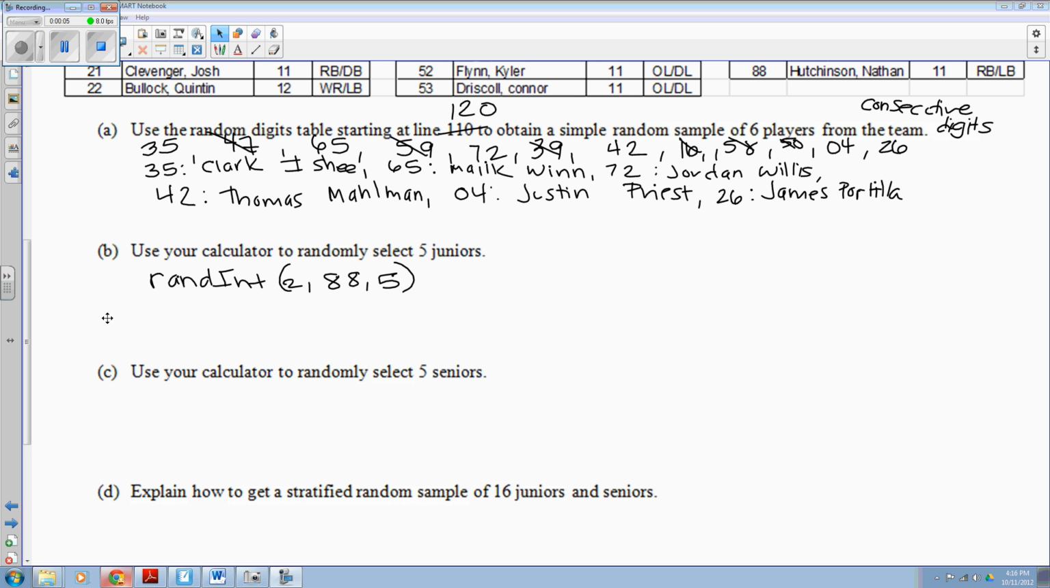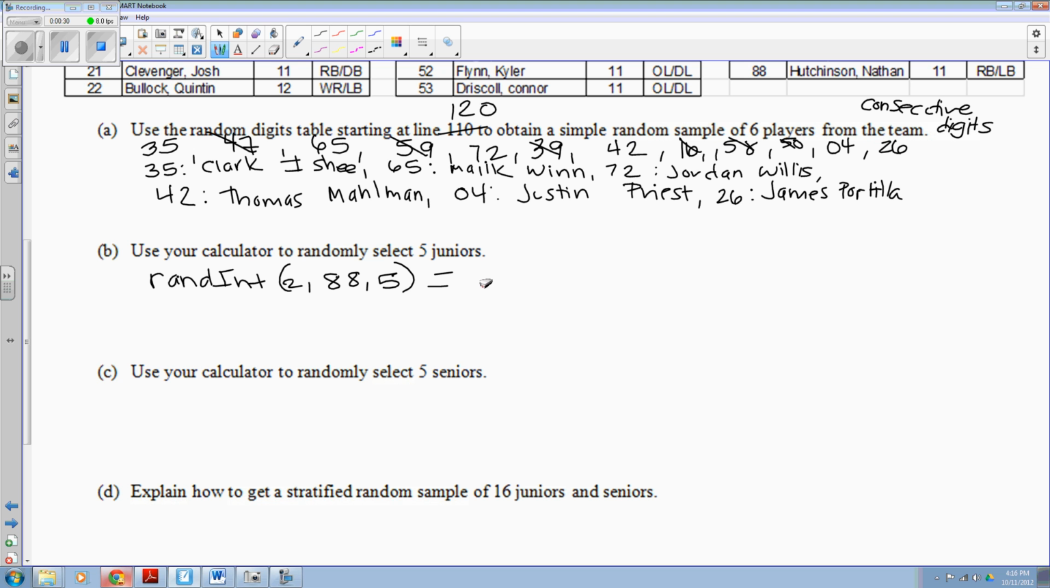Alright, so to wrap up this example, number 11, I'm going to use the calculator to randomly select 5 juniors from the 2012 Oak Ridge High School football roster. I did random integers 2 to 88, selecting 5 at a time. Again, we're going to have to skip over a lot of numbers because they're not all juniors and not even all the numbers are represented on the football team. You're going to get different answers than what I get, which is totally fine.